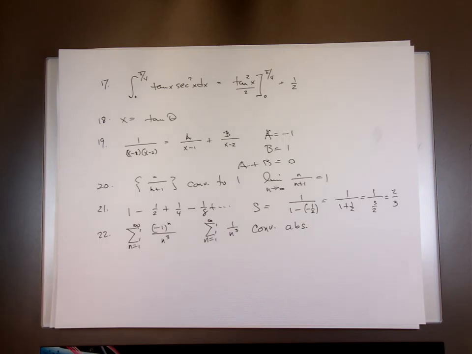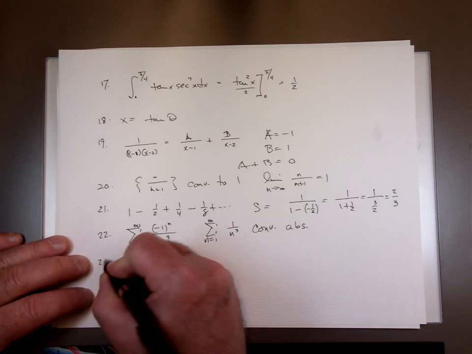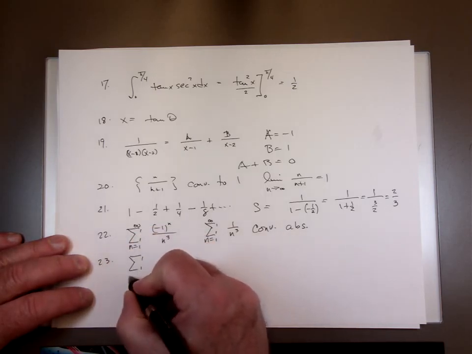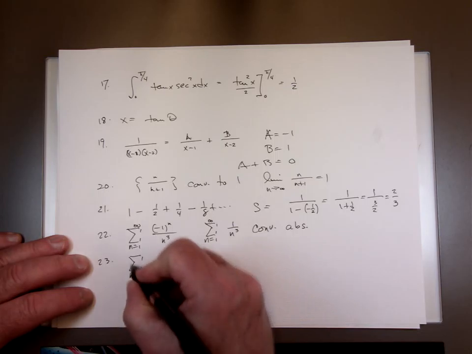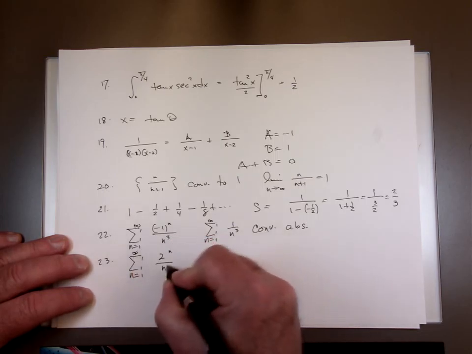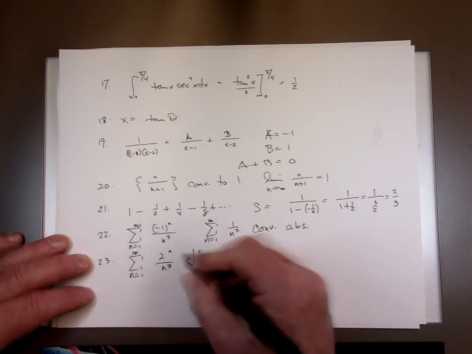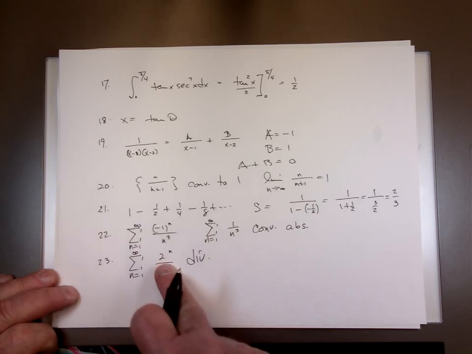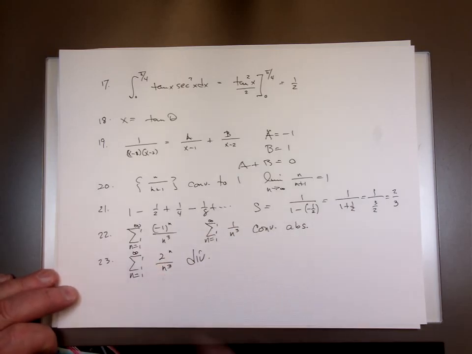23. The series 2 to the n over n cubed diverges because the exponential part, the numerator, increases a lot faster than the polynomial does. And you could prove that with a ratio test. Okay?